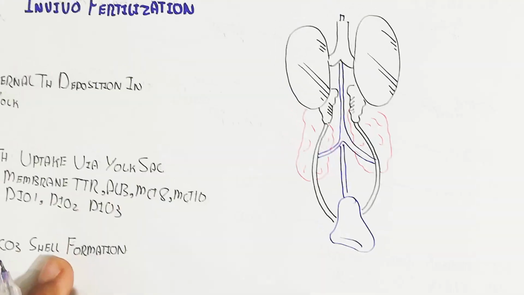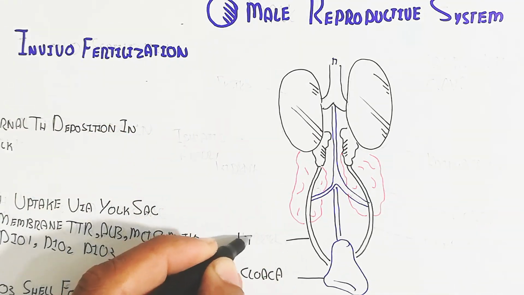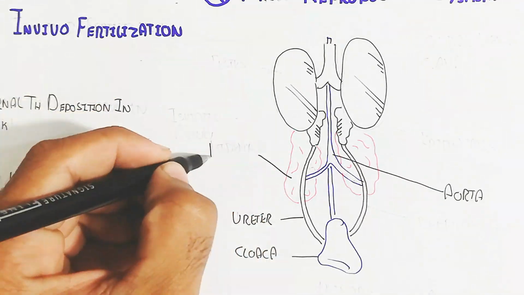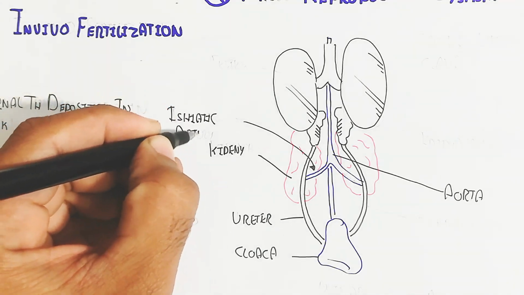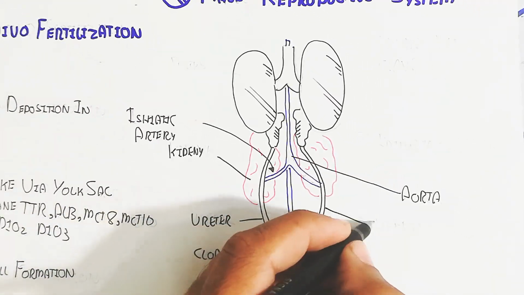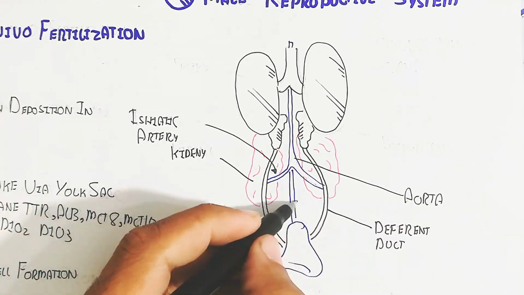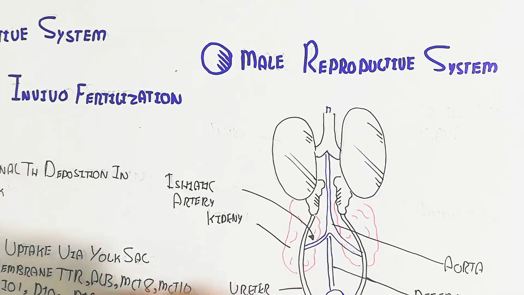The male reproductive system contains the testes in the form of a pair, but the female does not contain a pair of ovaries, only a single ovary. After chick development, one will be fused. So here are the isthmus, artery, kidney, aorta, ureter, cloaca, and the different duct. This is the urinary and reproductive organ of the male hen.